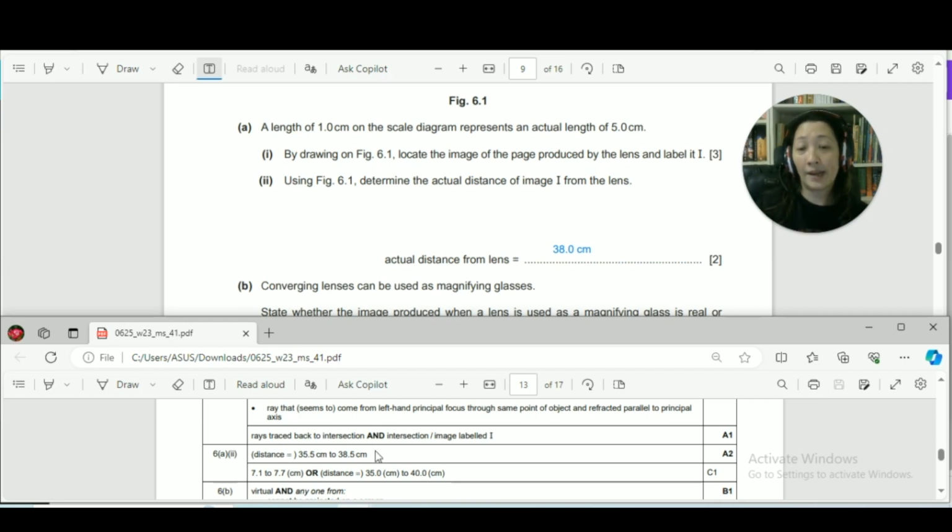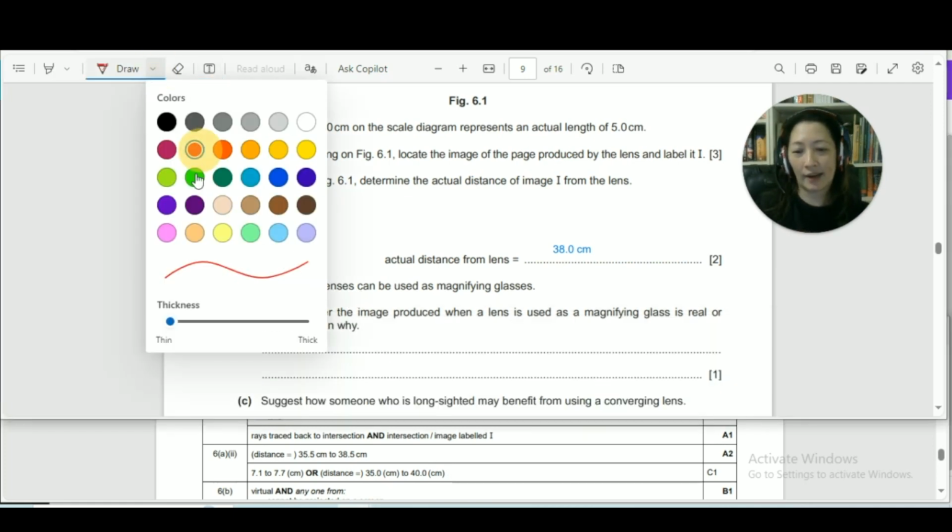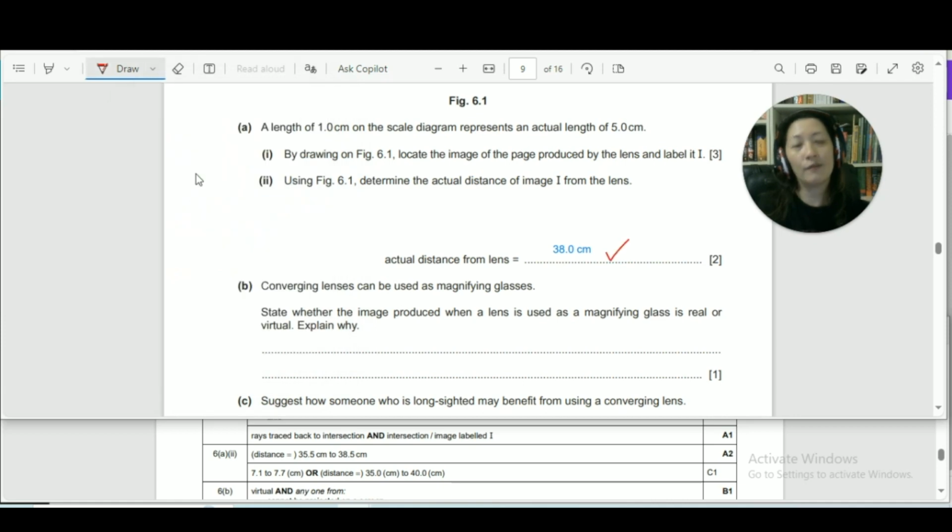For example, if you made a mistake, you forgot to convert it to the actual length of 5 cm, you just use your ruler measurement and write exactly what you got. That means 7 point something cm. They will still give you 1 mark. Or if your image happens to fall outside this range, they will still give you 1 mark as long as it's within 35 to 40 cm. So in our case, we got exactly within the range. So we've got full 2 marks.